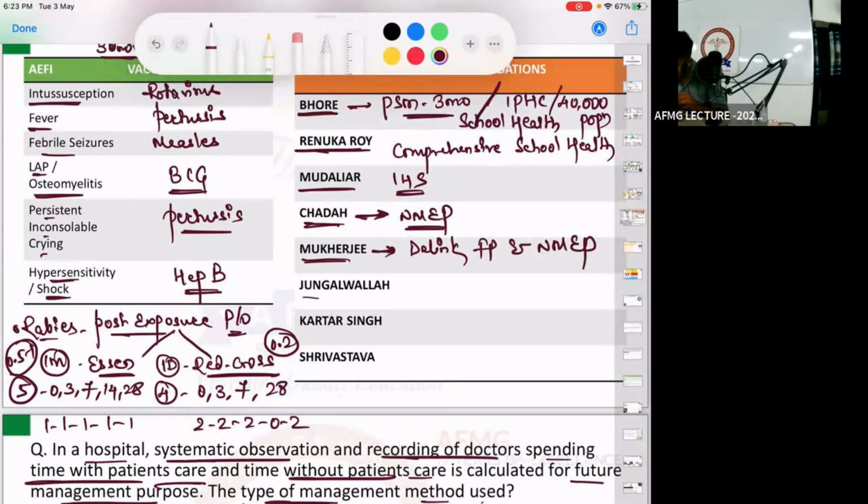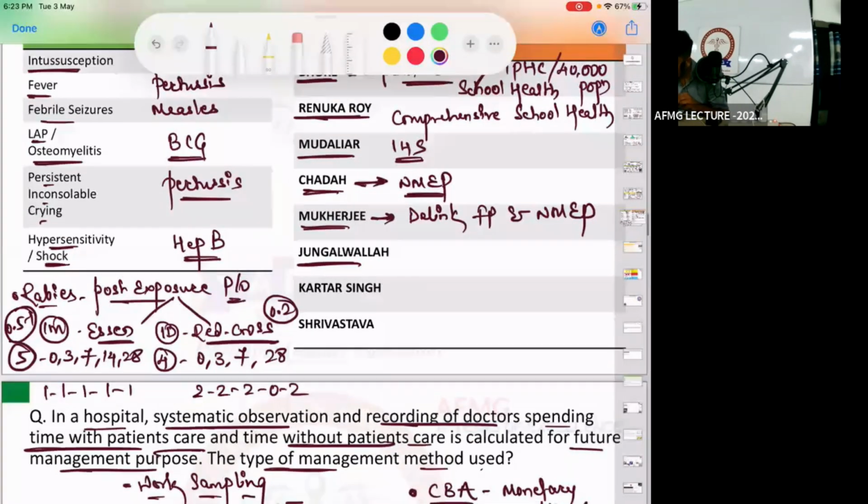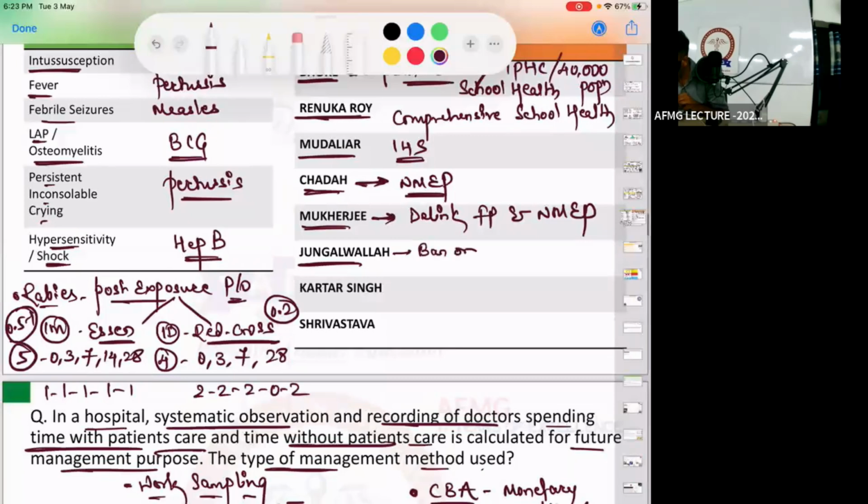Next, the Jungle Wala committee gave recommendations, and what? Those jungly recommendations were a ban on private practice. They gave a jungly recommendation on a ban on private practice of government doctors. Okay, no issues with this.